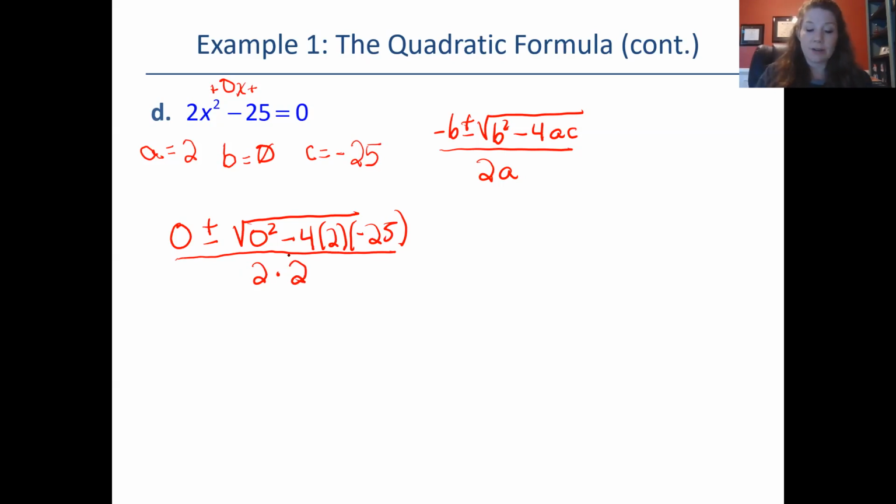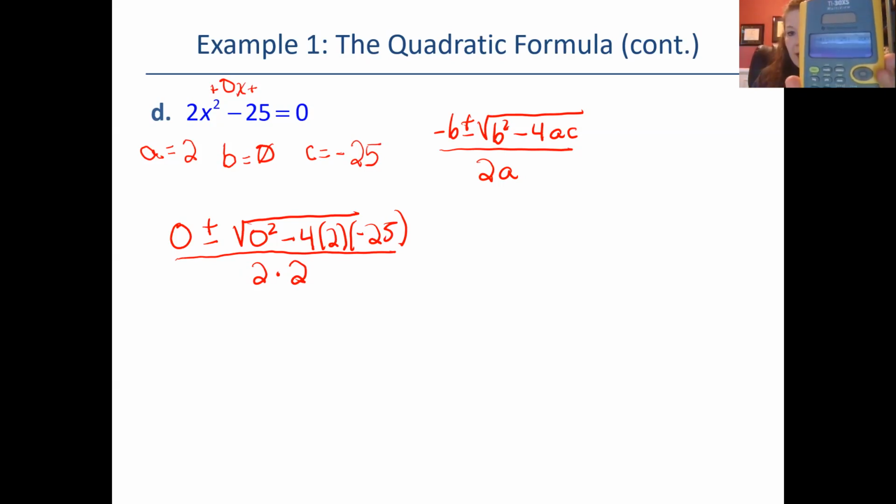So in my calculator, I am typing 0 squared, which is 0. So 0 minus 4 in parentheses, 2 in parentheses, negative 25 in the parentheses, and my answer is 200.